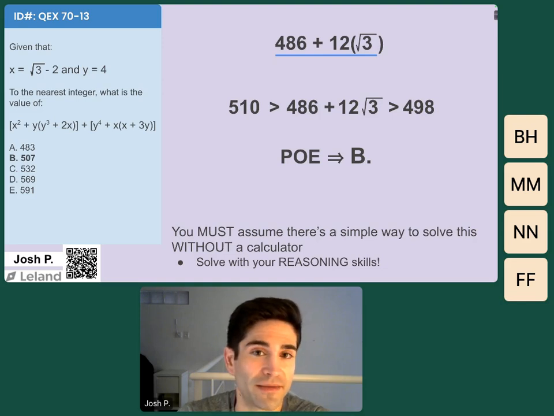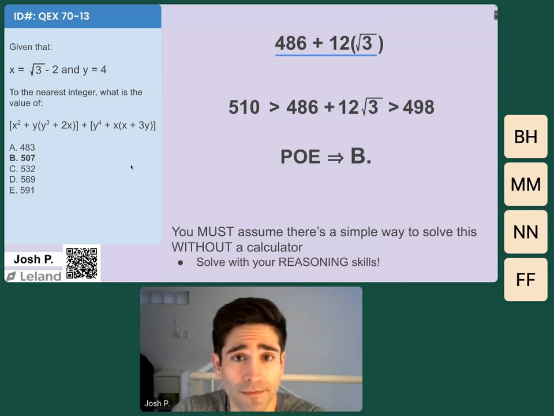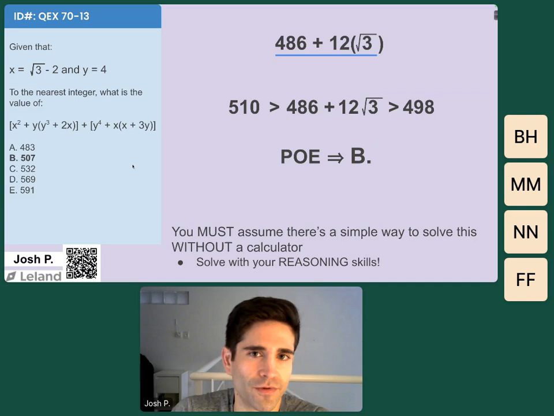Also know that the GMAT is not a fill-in-the-blank test. It's a multiple choice test. So the right answer is right here. You just have to choose it. So that allows you to also use this type of reasoning to attain the correct answer choice.